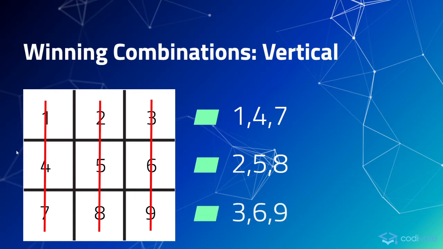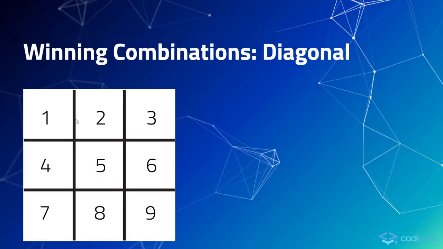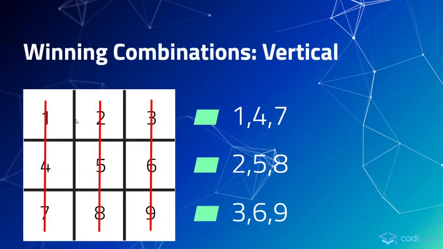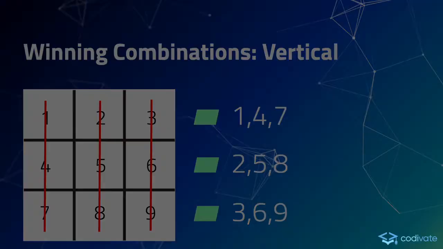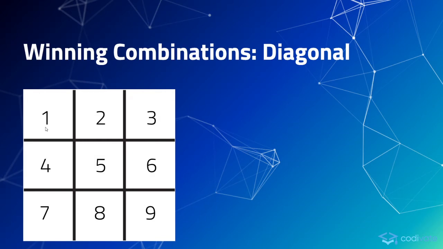So once again, we'd be checking if the values at these keys are equal to each other and are not equal to the space. And if that's the case, that means we know somebody won. And specifically, it's the current player that won, which we store using the turn variable.